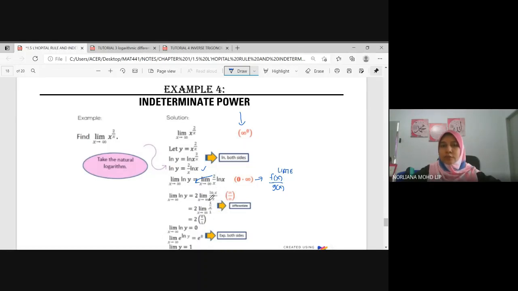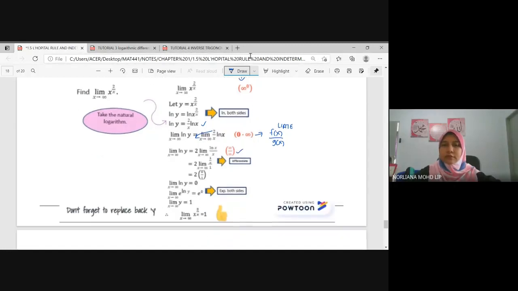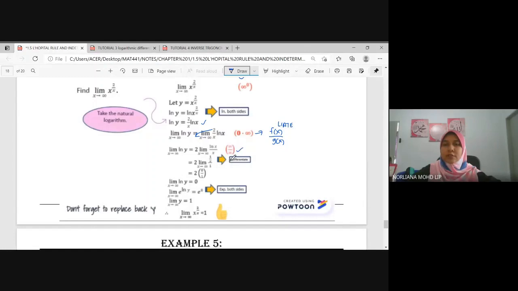So the limit for this one, ln x over x, is equal to infinity over infinity. Then we apply the L'Hopital rules. So we differentiate the numerator, which is 1 over x, and differentiate the denominator, x, which is 1. So we get the answer equal to 0. So we get ln y equal to 0. So y equals e to the power of 0, which equals 1.